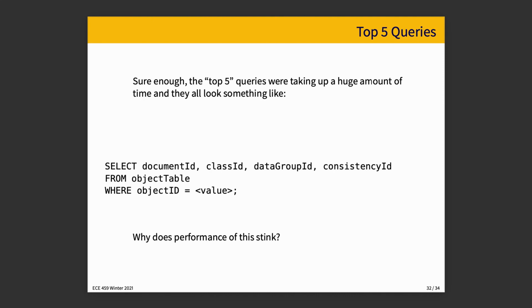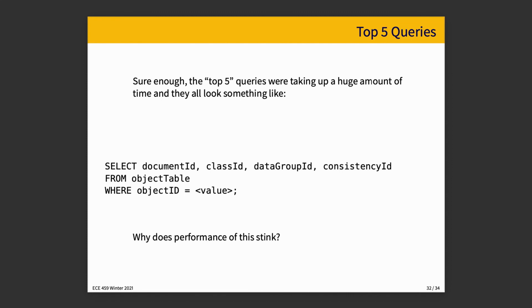In any case, you can ask most database servers for a top 5 query, where you say, what are the queries that take the longest time? And it is, well, select document ID, class ID, data group ID, consistency ID from object table where object ID equals, and then some value. And why is the performance of this not good? Again, if you took a database course, you will, I'm sure, have come up with an answer.